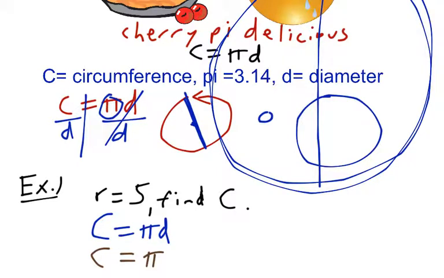Well, think back what we talked about earlier. The radius is halfway across. The diameter is all the way across. So if I know halfway across is 5, then that means all the way across has to be another 5. So 5 plus 5 is 10. So the diameter has to be 10. I'm going to write that off to the side. And then I'm going to plug it in. So our circumference is 10 pi.